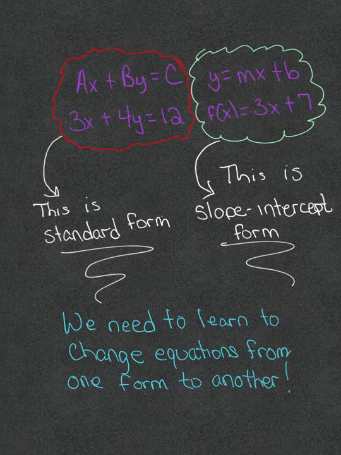The numerical example, f of x equals 3x plus 7, notice that in this example, your x and your constant are on the right. You're isolating your y, or f of x. That's the only thing that should be on the left. And you have to learn to switch between the two. So you need to learn how to go from one equation form to the other. Today we're going to learn how to go from slope-intercept form into standard form.